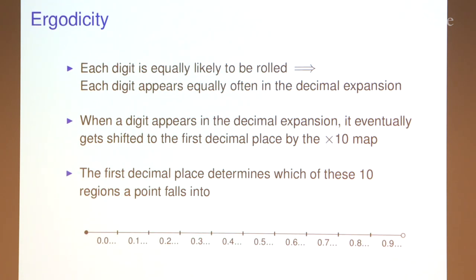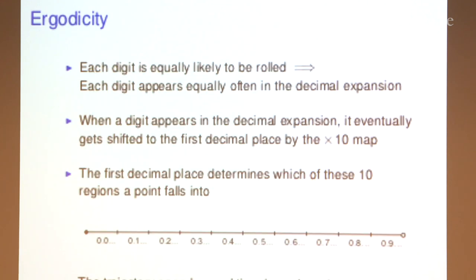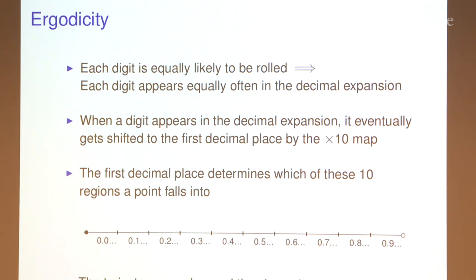Okay. The first decimal place determines which of these 10 regions a point falls into, right? We have our whole interval between 0 and 1. All of the numbers that start with 0 are going to be in the first interval. All of the numbers that start with 1 are going to be in the second interval. All of the numbers that start with 2, so on and so forth, to all of the numbers right before 1 start with a 9, right? This is just how the ordering in our number system is. That means that the trajectory spends equal amounts of time in each of these regions. Because each of the 10 digits comes up equally often, and each time a digit comes up, it's going to eventually become the first digit. The first digit tells you where your point is falling. So if I look at my points as I keep shifting, I'm going to fall into these regions with equal probability.